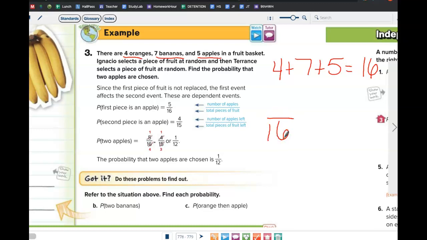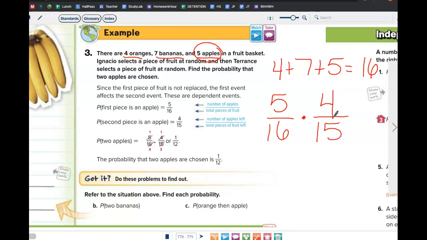On Inacio, he picks first. He has 5 apples in the basket to choose from, times, because this is our fundamental counting principle, Terrence now is selecting. So if Inacio picked an apple out of the basket, we only have 15 fruits left in the basket, and then there's only 4 apple choices left. Therefore, our probability would change to 4 out of 15.